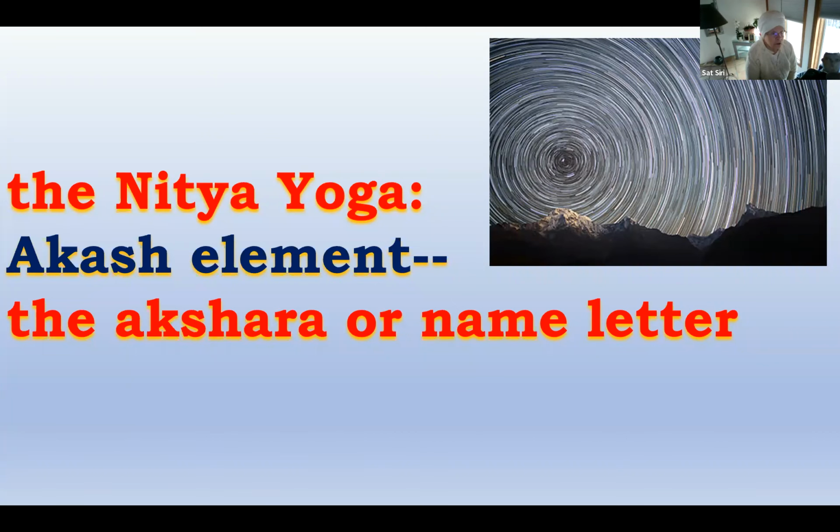Now, among the 5 elements, we're going to focus on the Nitya Yoga, the Akasha element, the letters, aksharas, or name letters. This is an important part of the Panchang. We take the name of the native and we take the first letter of the name. That sensitive point will show where its akash, its binding force, is. So when this letter is being transited diagonally by a Veda, this means very significant events for that person or country.